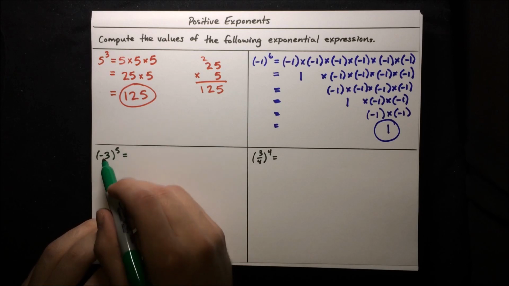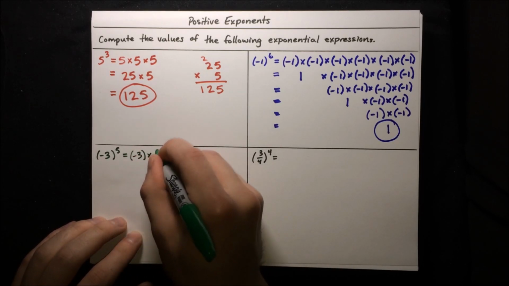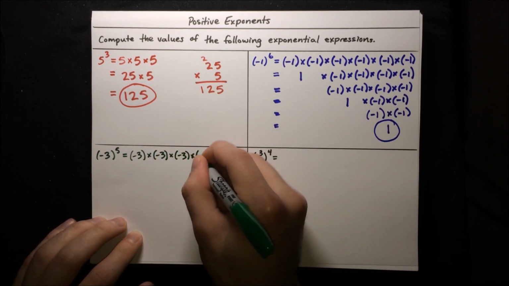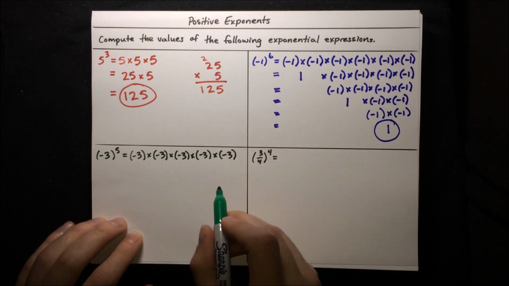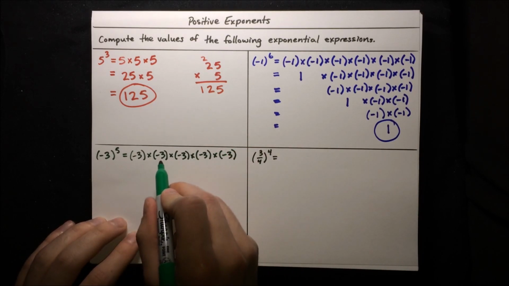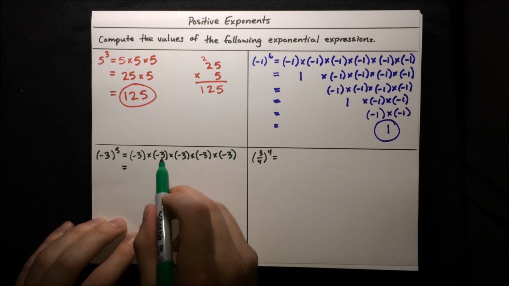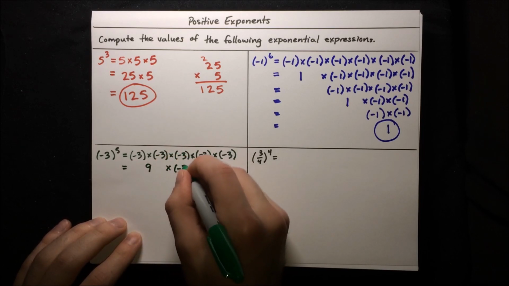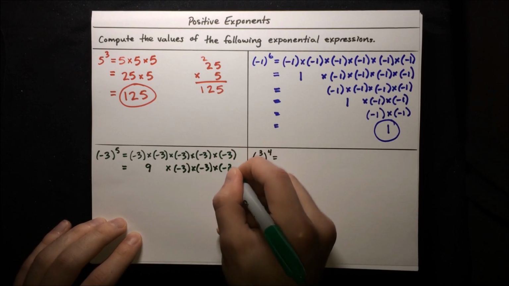Okay, how about -3 to the 5th? So let's write it out. -3 times -3 times -3 times -3 times -3. Alright, so -3 times -3 is just, well, negatives cancel, and then we've just got 3 times 3, which is just 9. So 9 times -3 times -3 times -3.